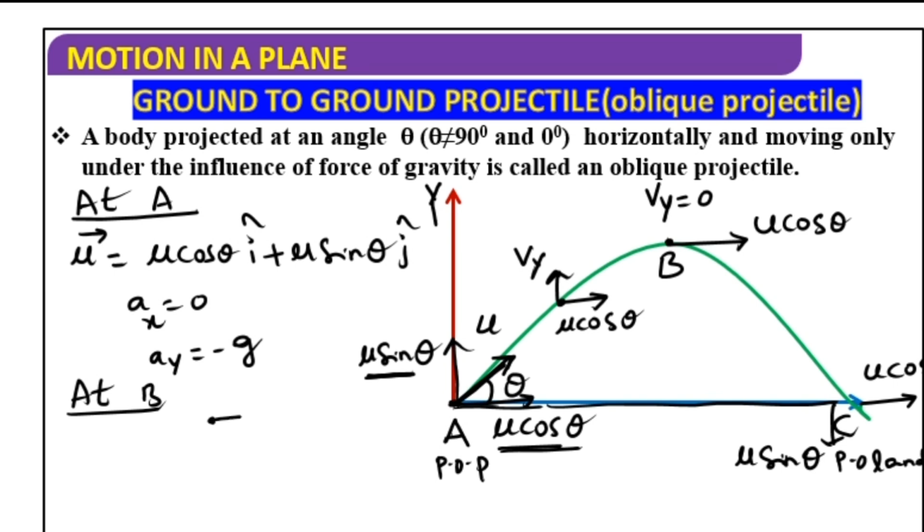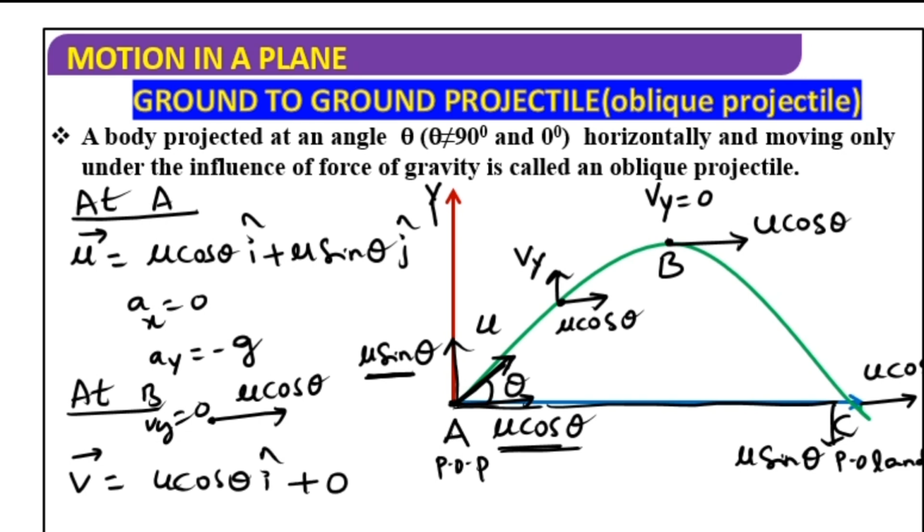Then at the top, B is the topmost point. At the topmost point it has only the horizontal component of velocity, that is u cos theta. The vertical component of velocity is equal to 0. Then write the velocity at point B in vector form. At point B the velocity is equal to u cos theta i cap plus the vertical component, which is 0 j cap.